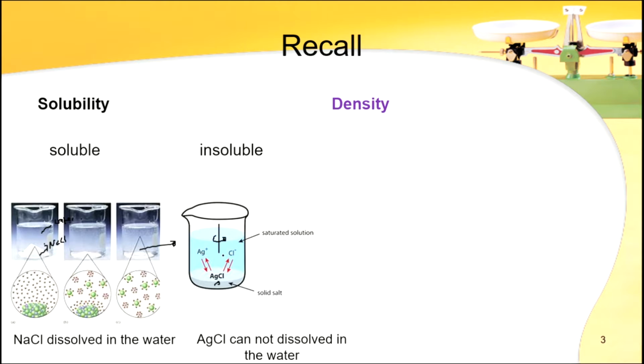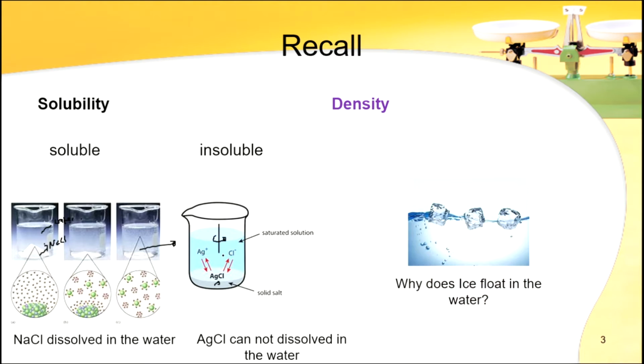And then let's look at density. You have learned density from Grade 7 at junior high school. Why does ice float in water? We can see from this picture that the position of the ice cube is higher than the water. Why? Because the ice cube is less dense than the water. That is why the ice floats in the water.